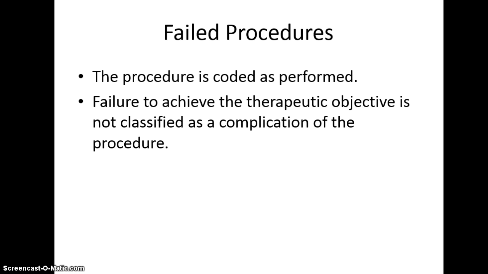Procedures sometimes are referred to as failed procedures. When they say failed, it means that it did not achieve the hoped for result, or maybe every objective of the procedure cannot be accomplished. We're going to want to code that to the extent that the procedure was performed. So read again through the op report and determine the extent of the procedure. There is no code, or that failed procedure should not be considered a complication.